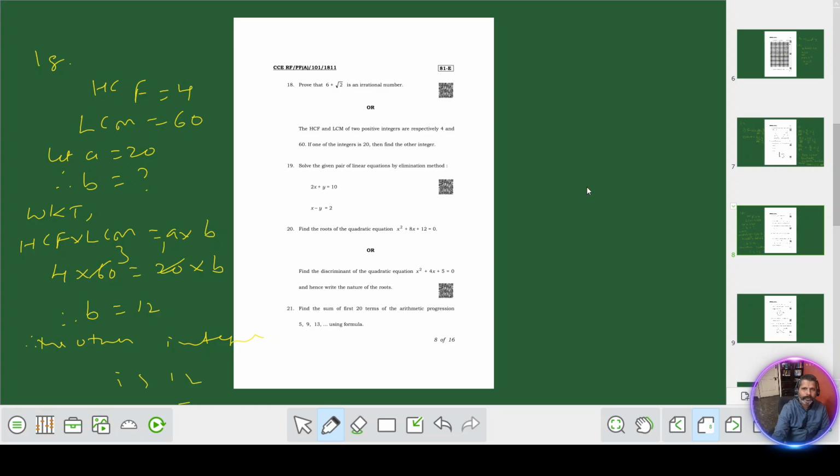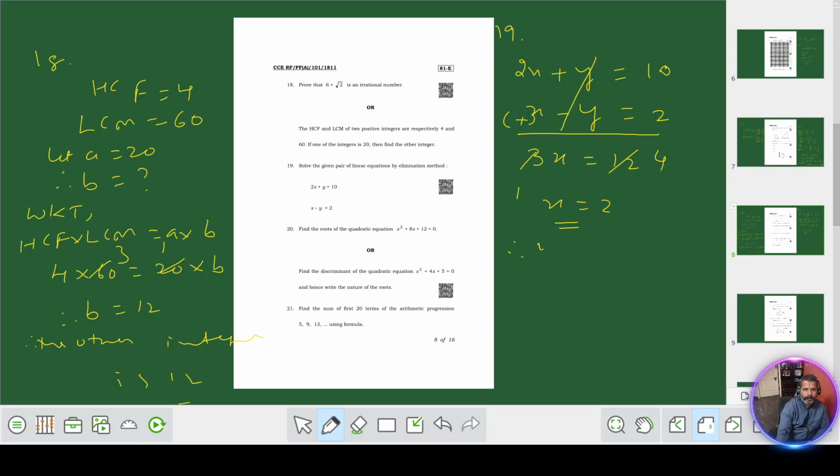Coming to the next question, the 19th, we'll solve here. Solve the given pair of linear equations by the elimination method. First, take out the expressions. 2x plus y is 10, then x minus y is 2. It's the elimination method you have to use. Just adding these two, we get 3x is equal to 12. 2x plus x is 3x, y cancels, plus y minus y, and 10 plus 2 is 12. So x is equal to 4.